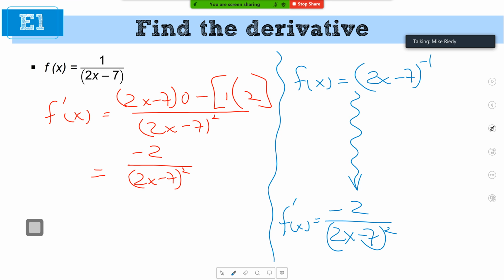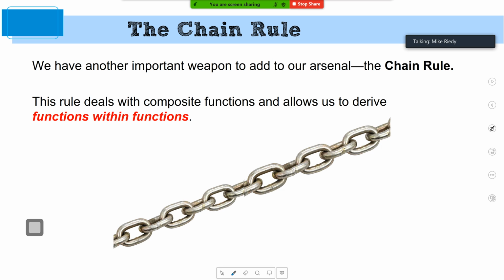However, some problems will present itself where you're going to have to use the chain rule. Now, what's the chain rule say? Well, it's going to allow us to find the derivative of functions within functions. That's what a composite function is.